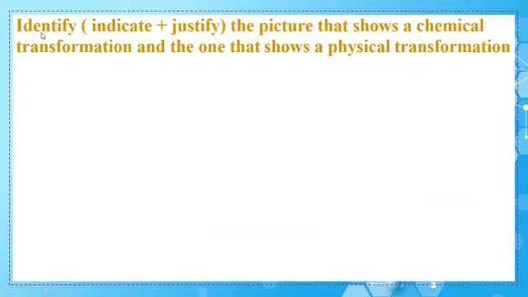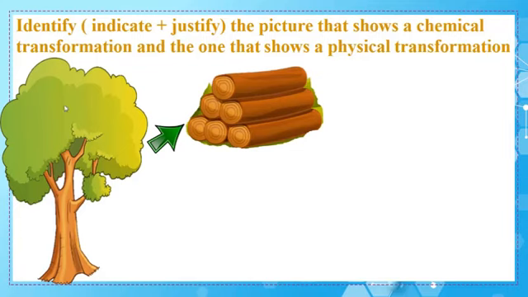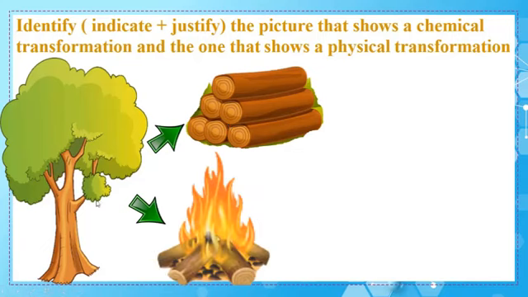First, let's recall back. Identify, don't forget it's indicate plus justify, the picture that shows a chemical transformation and the one that shows a physical transformation. Observe, here we have a tree. From the tree we can cut some wood. Okay, from this tree, these are the woods. Also, these woods could be burned.